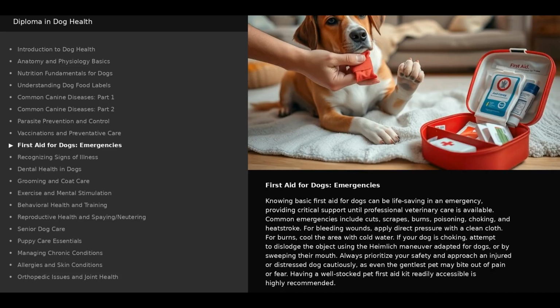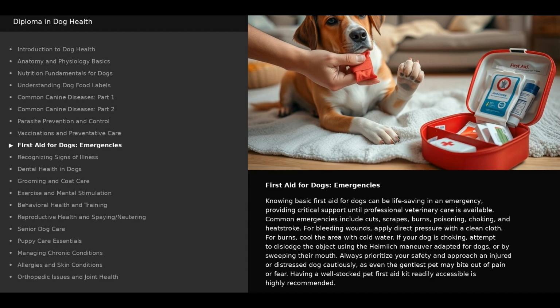First aid for dogs. Emergencies. Knowing basic first aid for dogs can be life-saving in an emergency, providing critical support until professional veterinary care is available. Common emergencies include cuts, scrapes, burns, poisoning, choking, and heat stroke. For bleeding wounds, apply direct pressure with a clean cloth. For burns, cool the area with cold water.